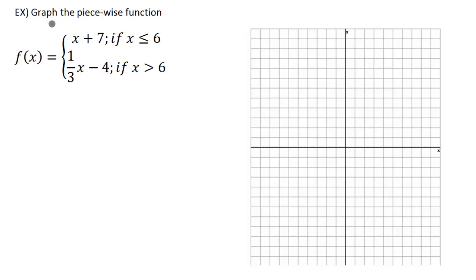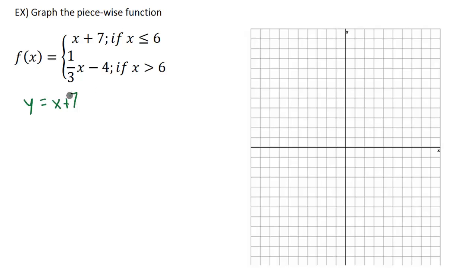First thing I'm going to do is graph the first line. So f of x can be written as y, which will equal x plus 7. Now that's true, and we're going to graph that first here, but we only want it when the x values are less than or equal to 6. So there's a certain domain that we want. But what we can do is graph this on the line first.